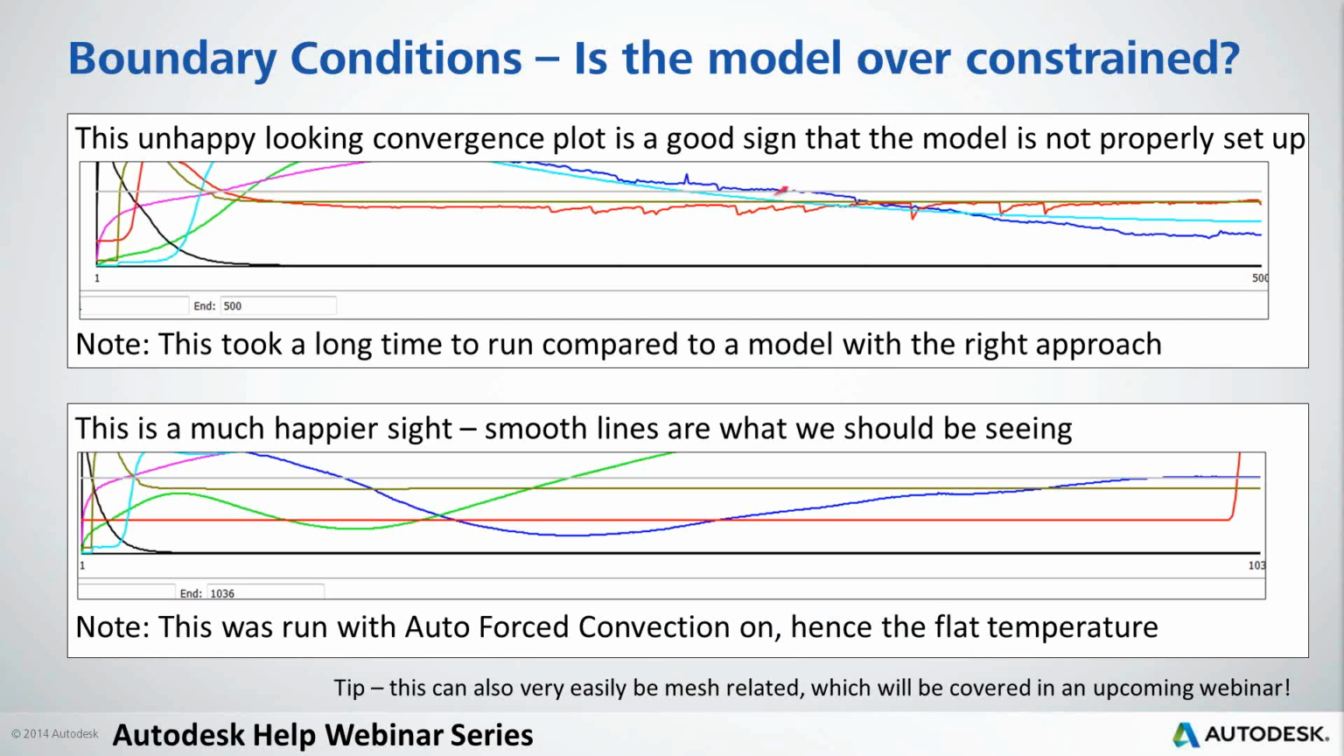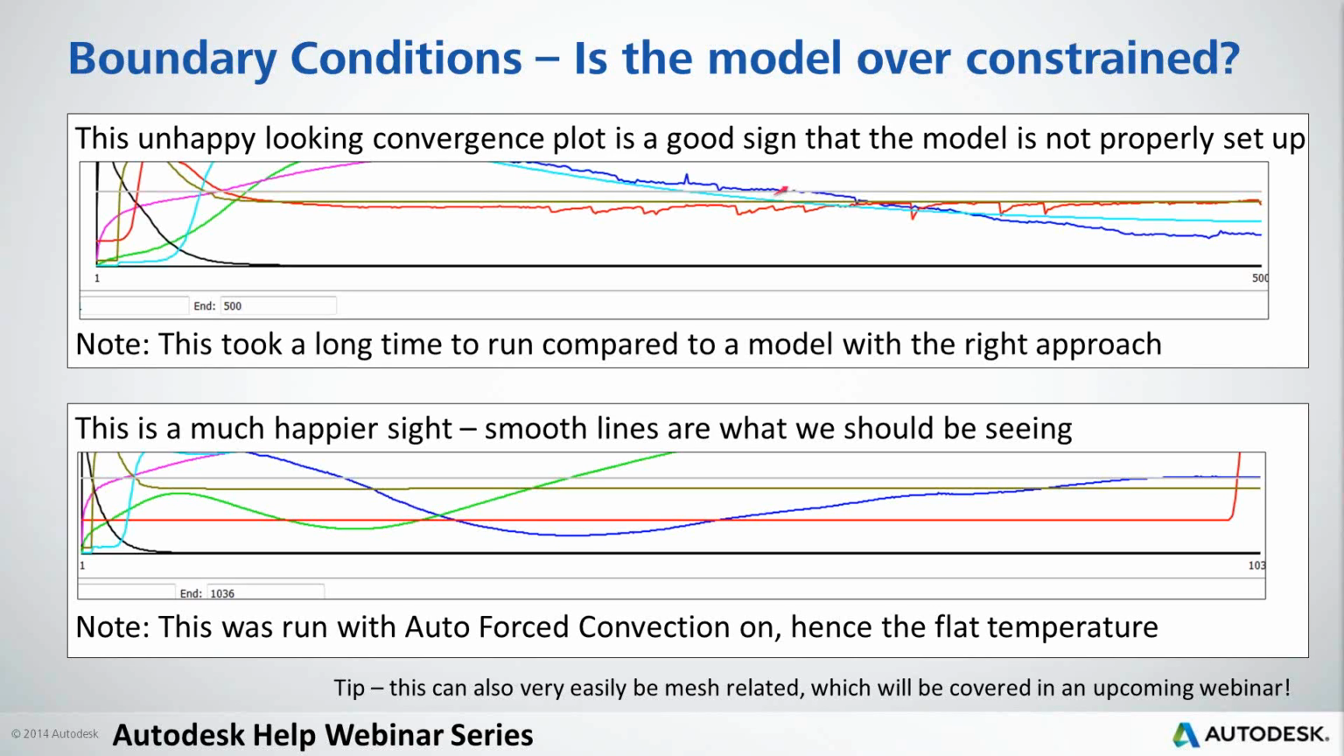You might get a bit of feedback from your convergence plot. The top plot here is a pretty sad-looking convergence plot with lots of saw teeth in it. Really, you want something like the bottom plot. Ideally, it should be nice and smooth, and all of the different variables globally should be tending towards a flat line, so a nice steady-state solution. On the top, this is what happens if we over-constrain a model, and it can also take a little bit longer to run, which is never great.